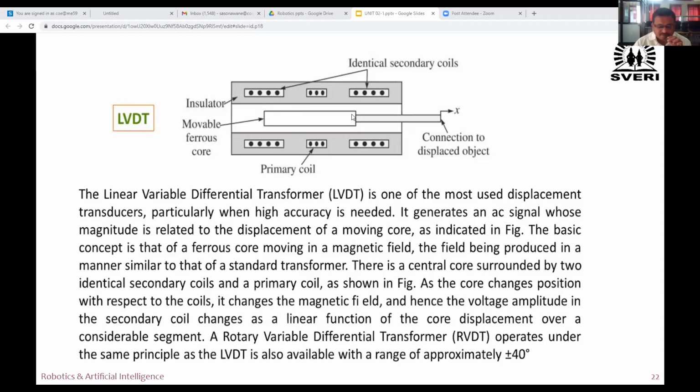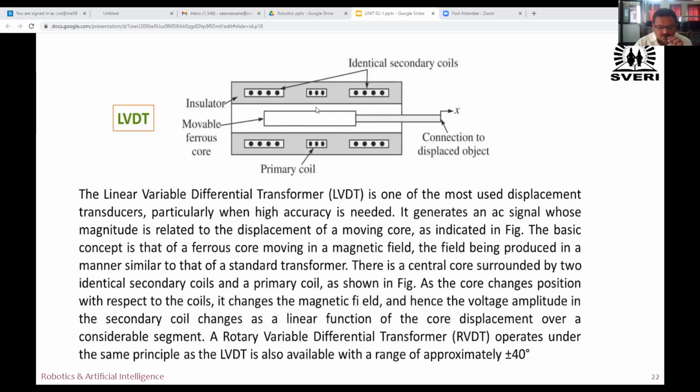Therefore, when this core moves, because of the magnetic field, the voltages induced in the primary coil and secondary coil are different. Now I will tell why. It depends upon the portion of the core in front of that coil. If the maximum portion of the core is in front of the secondary coil, maximum voltage is induced in the secondary coil, and minimum voltage is induced in the primary coil.